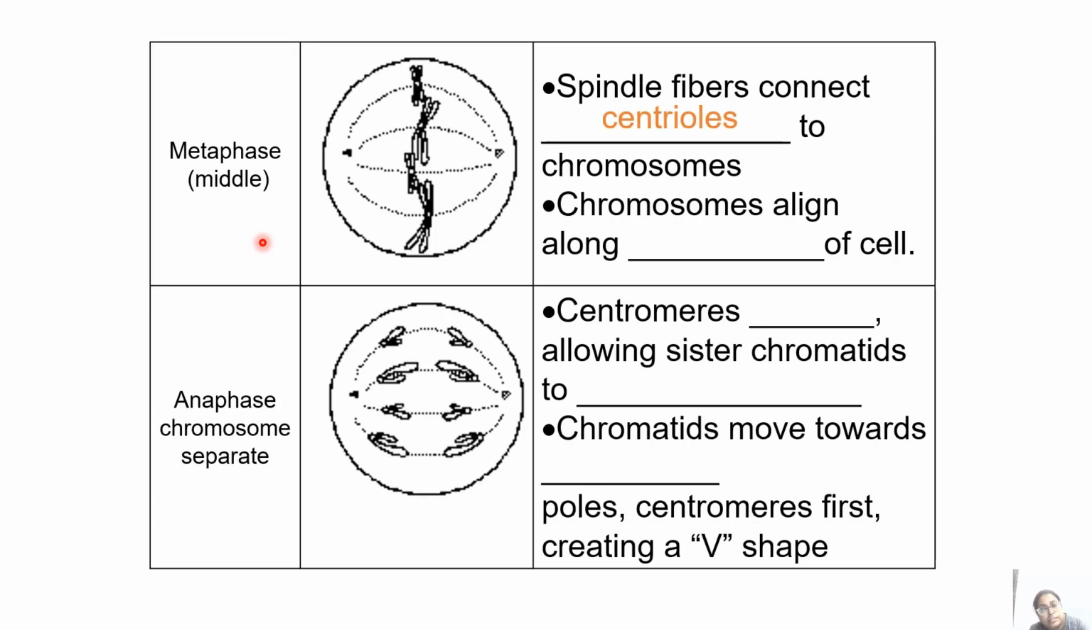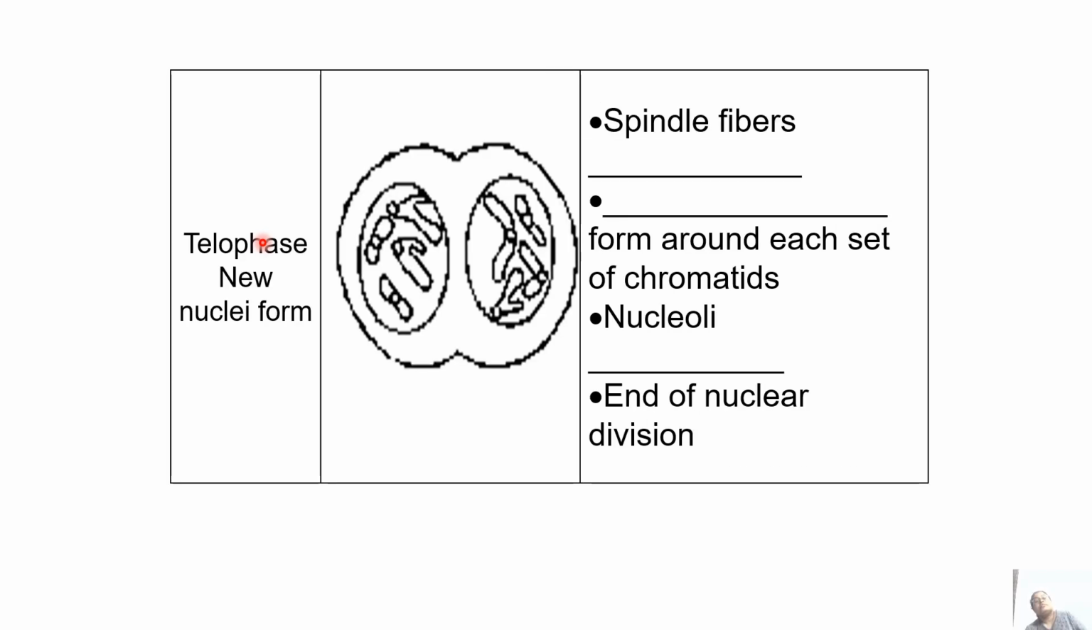Then you have the metaphase. Spindle fibers connect centrioles to chromosomes, and chromosomes align along the equator of the cell. Then we have the anaphase. Basically, the centromere splits, which allows sister chromatids to separate. Chromatids move towards opposite poles, centromeres first, creating a V shape. Then in telophase, the spindle fibers disperse. Nuclear membranes form around each set of chromatids. Nuclei reform. End of nuclear division.